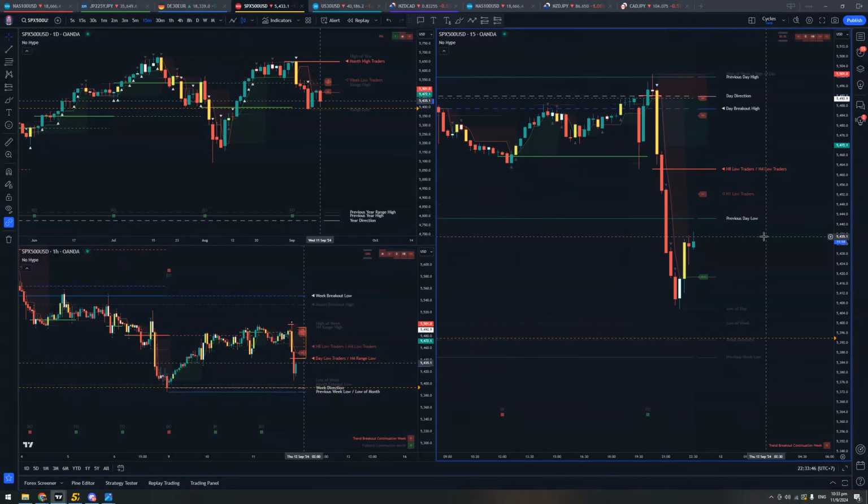On these weekly signal bars, I'm on signal weeks. I'm looking for a continuation of the move. That's why I'm looking for a previous week low. So whenever I'm trading weekly setups, I'm looking for weekly levels.